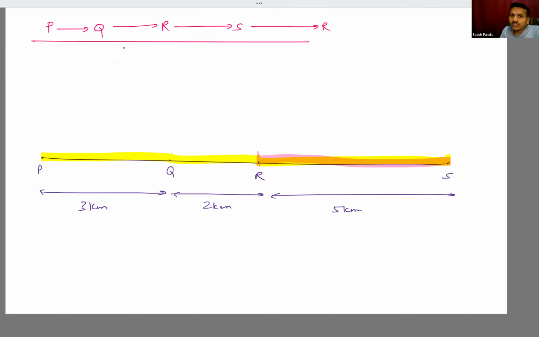In this motion, that is movement, what is the distance traveled? Can you all tell me? Just try. What is the distance traveled here? Going P to Q, Q to R, R to S, S to R. What is the distance traveled in this particular scenario? All of you try.